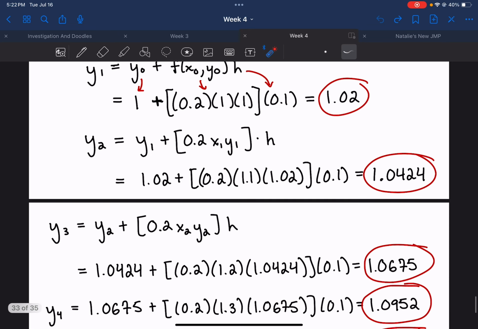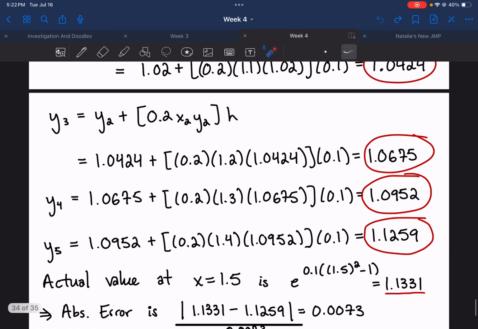This is when it gets a little annoying because now you're carrying around more decimal places, but it's the same process every single time. To get y3, you take the previous y, you add to it f of the previous x and y times h. So y3 is y2 plus 0.2 x2 y2 h, which is this. And then again, y4. And again, y5.